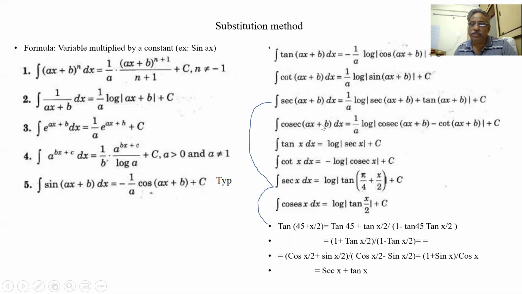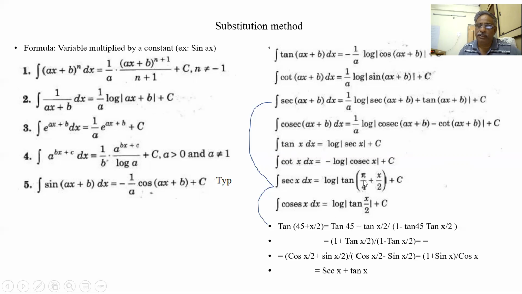Similarly, integral of cosecant x can be written as log of cosecant x minus cot x by a, or it can be written as log of tan x by 2. Simply, this is mod. Always log is under mod. So you should have this extra knowledge that in place of this, wherever possible you can use log of tan 45 plus x by 2. This is tan x by 2.